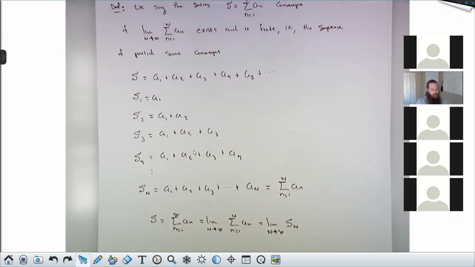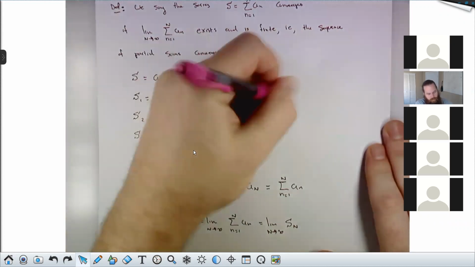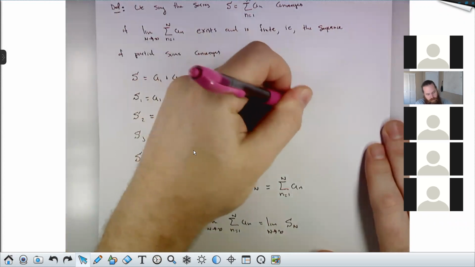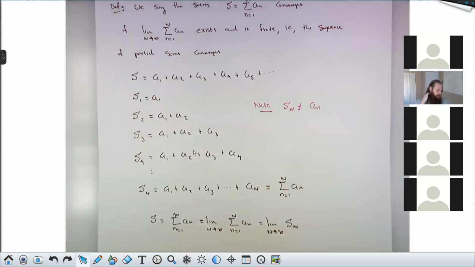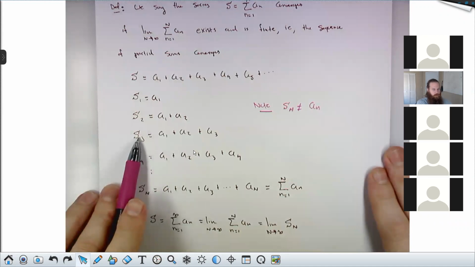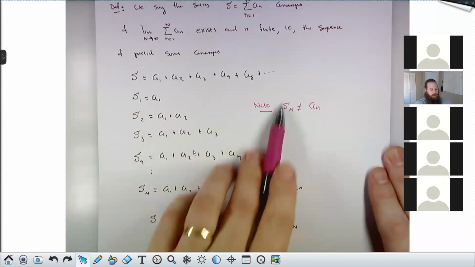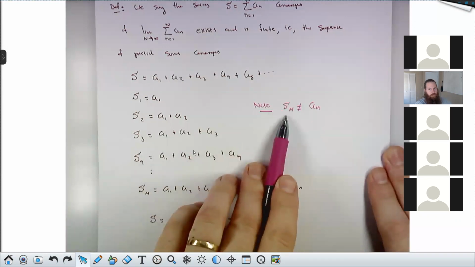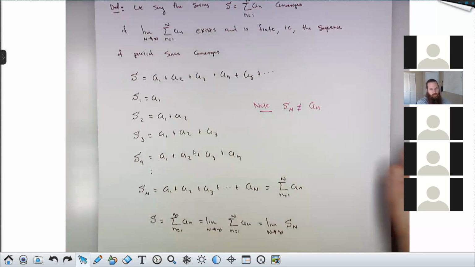A warning, a little note. S_N is not the same as a_N, right? S_N, like S3, is not just a3, it's a1 plus a2 plus a3. S_N is the nth partial sum. It's the sum of the first n terms of the series.